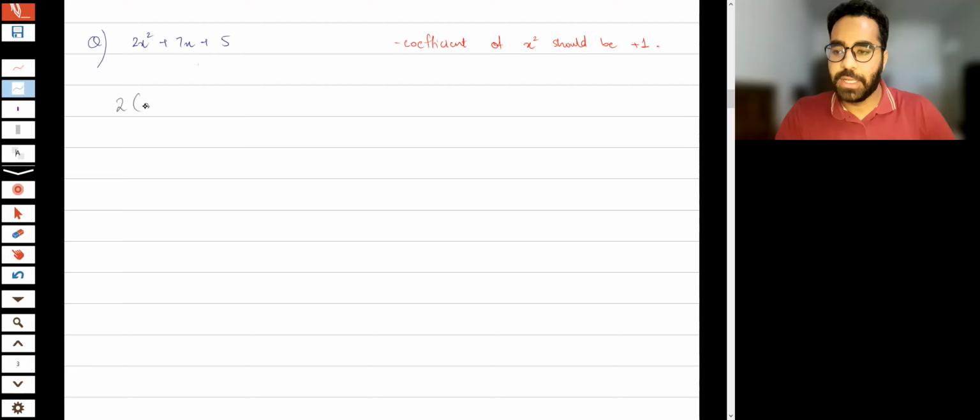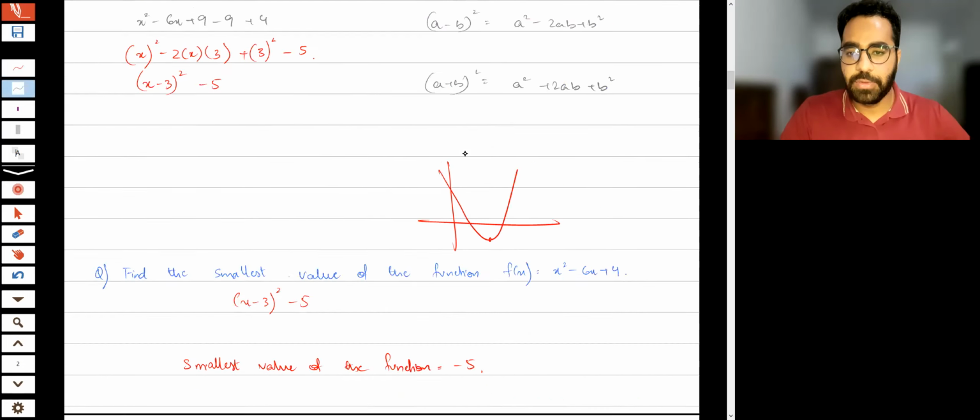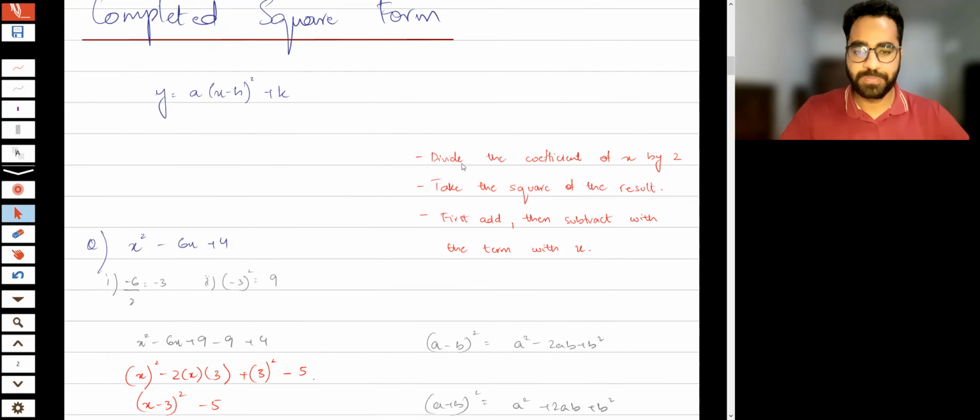So I will get x squared. Since I cannot take 2 as common from 7, I'm going to write 7 upon 2x. I cannot take 2 as common from 5, I'm going to write 5 upon 2. Okay. Now you're going to follow the steps, those same steps that are written over here.